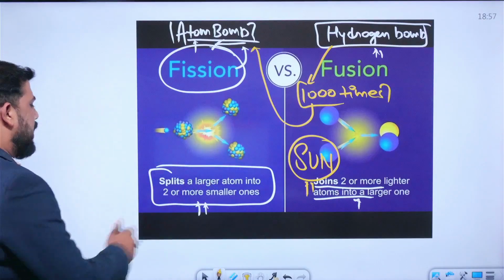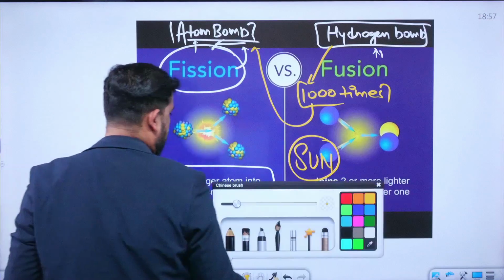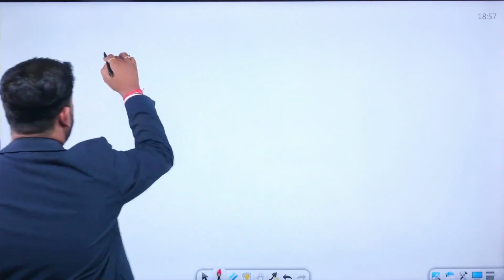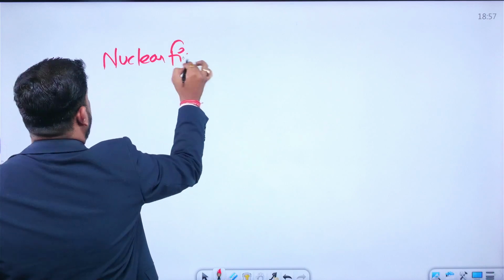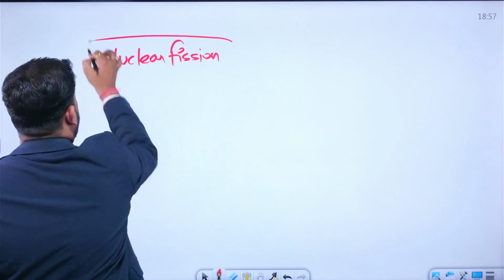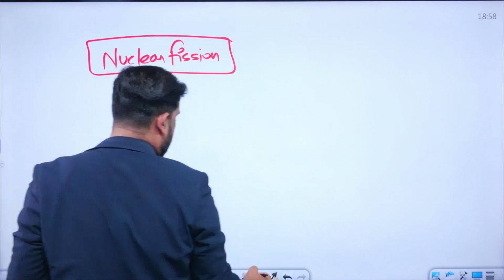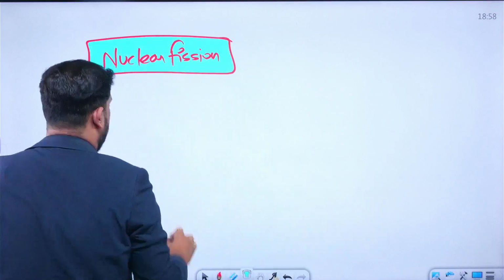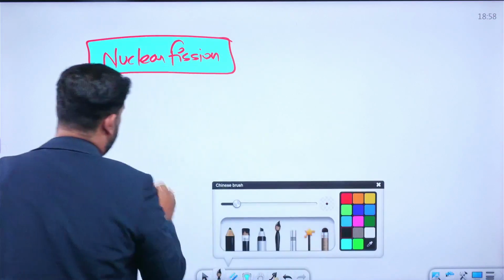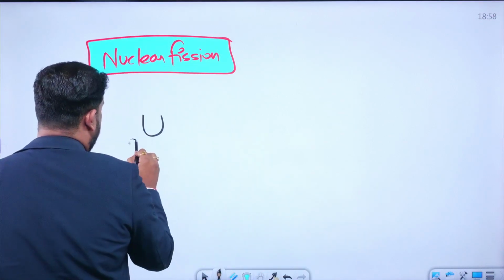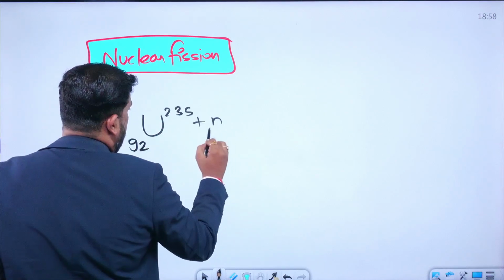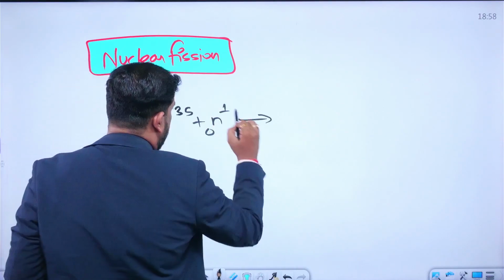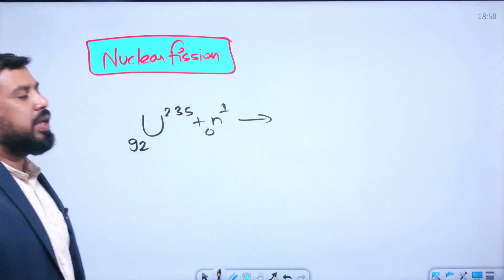If we talk about a reaction, I will just write a reaction for nuclear fission. What is the purpose of this reaction? How is the energy created in it? When we talk about nuclear fission, we take a small reaction like uranium. If we bombard it with a neutron in a reactor, it will split into barium and krypton.